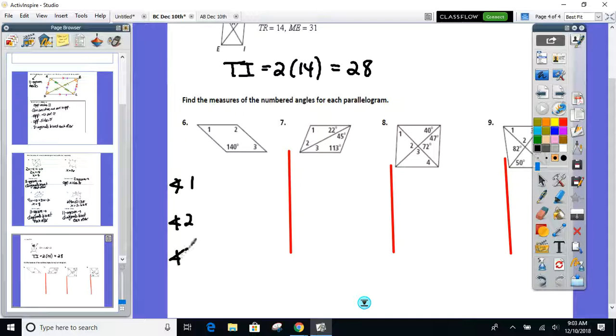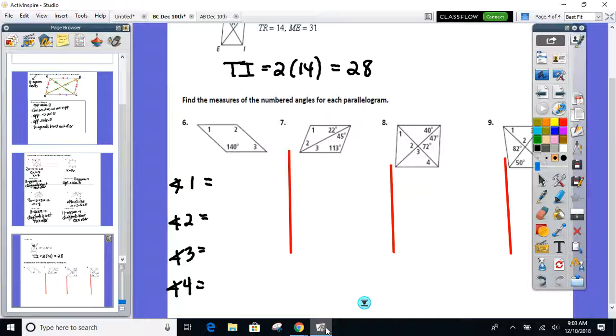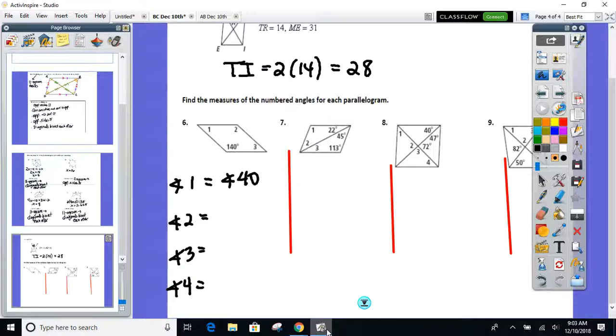Angle 1, angle 2, angle 3, and angle 4. Two properties you need to remember: opposite angles congruent, consecutive angles supplementary. So if I start with 140, your choice, give me another angle. Angle 140, because they're supplementary. Let's keep this show going. 3 more people. Any other angle? Angle 3 is 40. We could say consecutive angles supplementary or opposite angles. I don't know why I put angle 40.